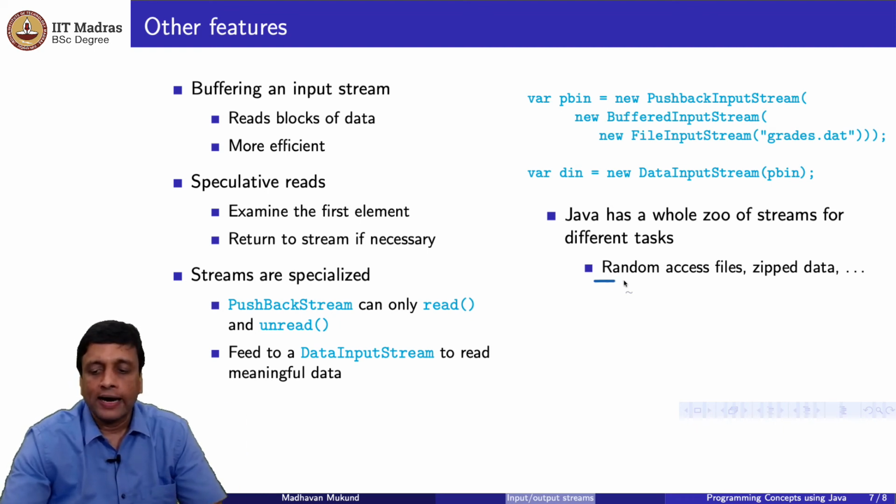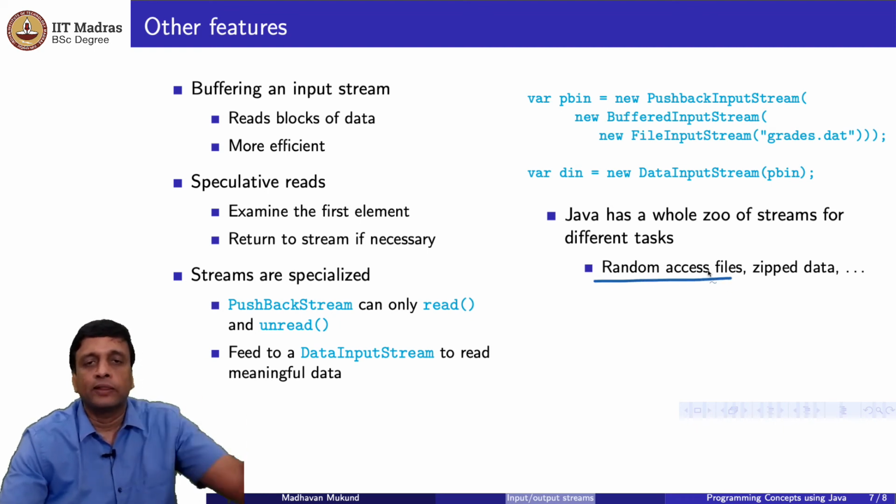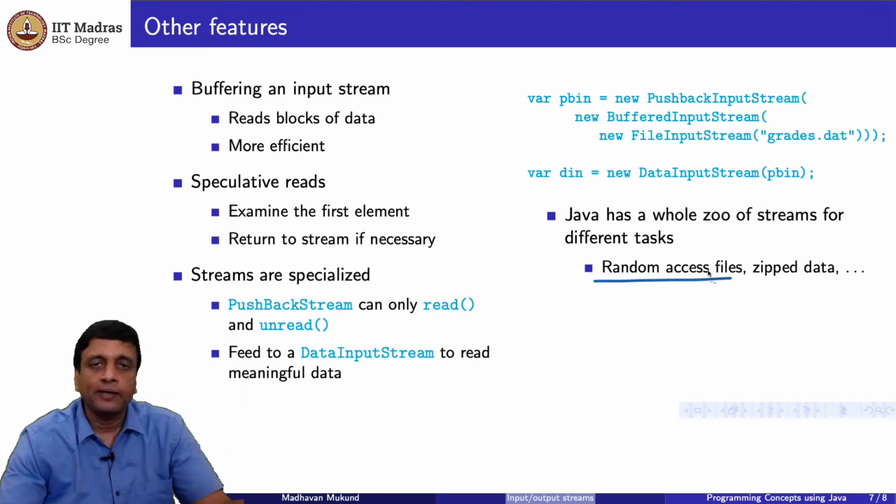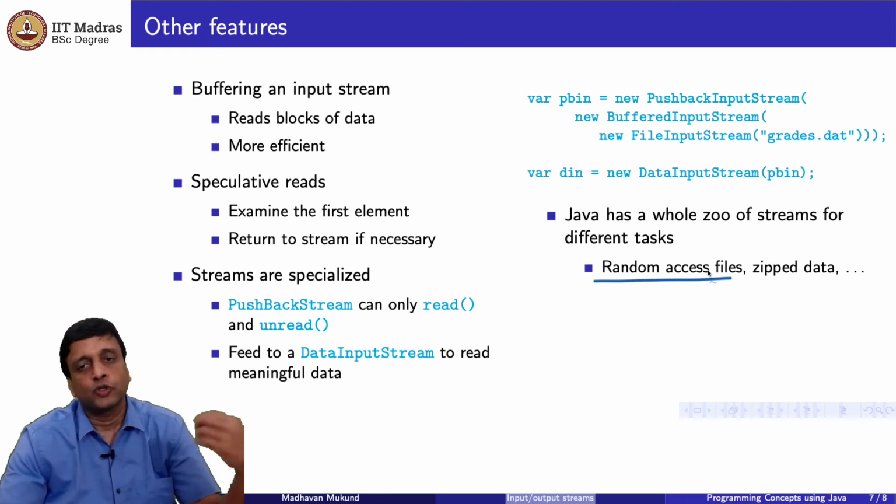So these are what are called random access files. I might want to say at the 1000th byte, go and write something, or read from the 700th byte onwards. So Java has a separate random access file stream class which allows you to do that.